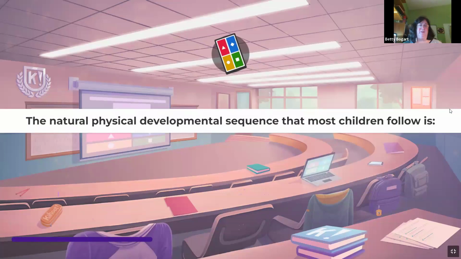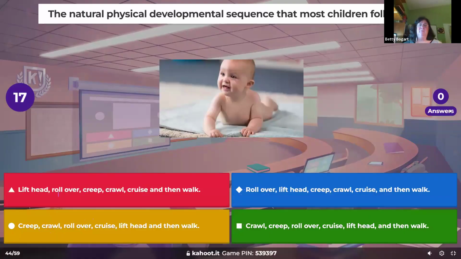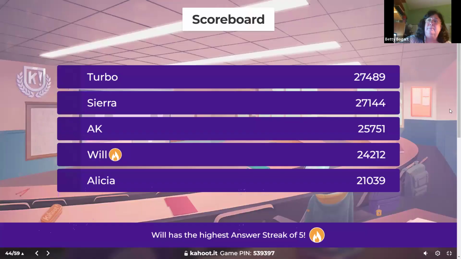The natural physical developmental sequence that most children follow is what? What do you do first? Physical is another word for gross motor. What do you do physically? The first thing you do is you lift your head, and the rest goes along with that.